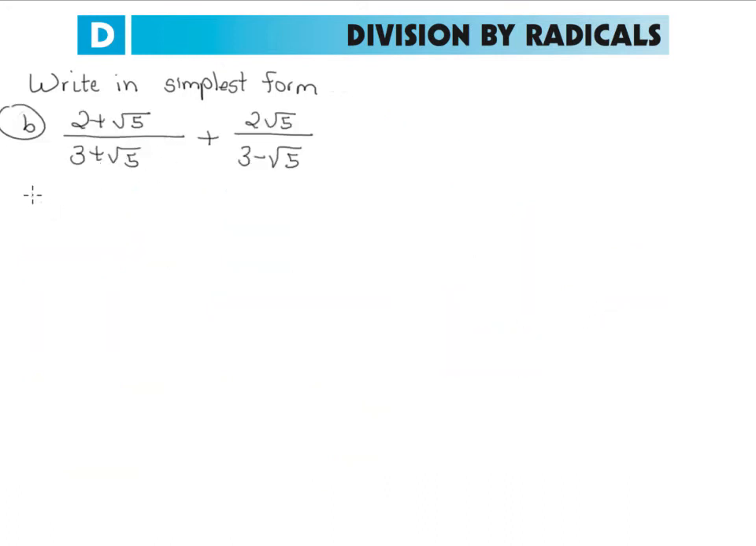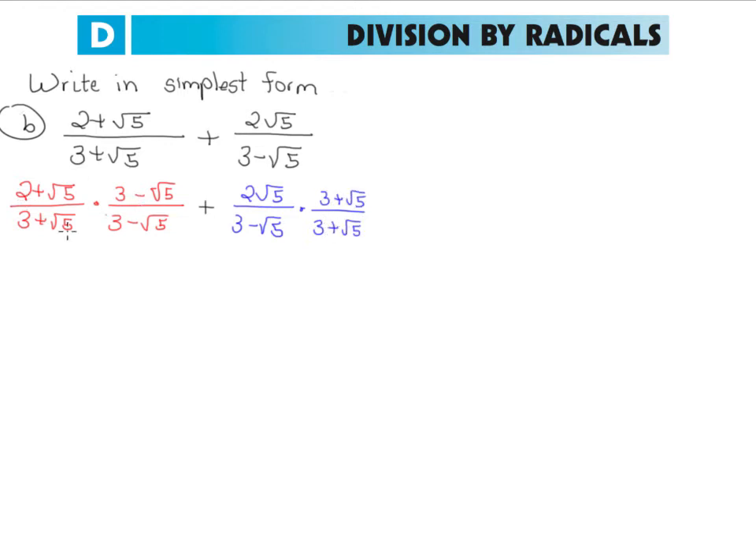All right, let's do one final example. So this is just like the last one. So I'm going to look at the first fraction and multiply by the radical conjugate, which in this case would be 3 minus the square root of 5. Remember, I've got to multiply the top and the bottom by the same thing. For the second fraction, my radical conjugate would be 3 plus the square root of 5. So the procedure is we're going to multiply straight across the top and straight across the bottom of both fractions.